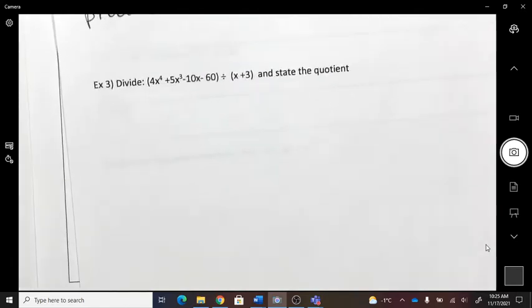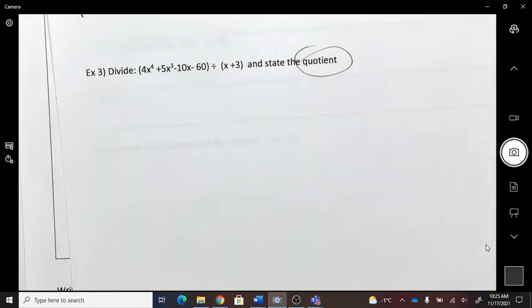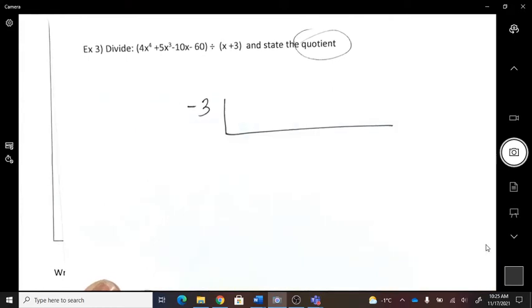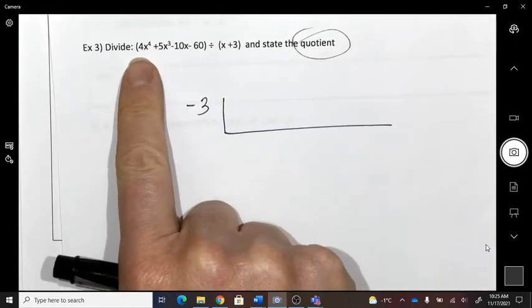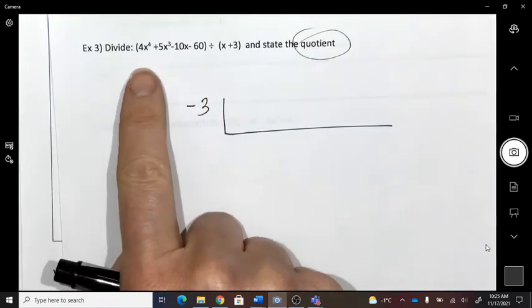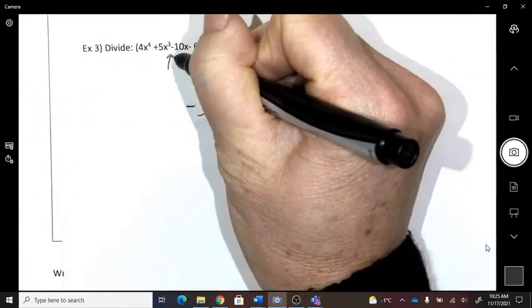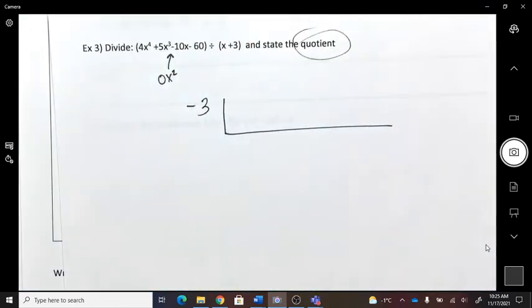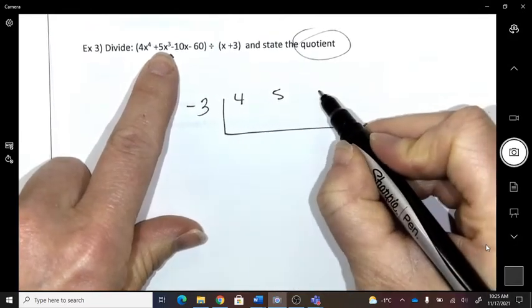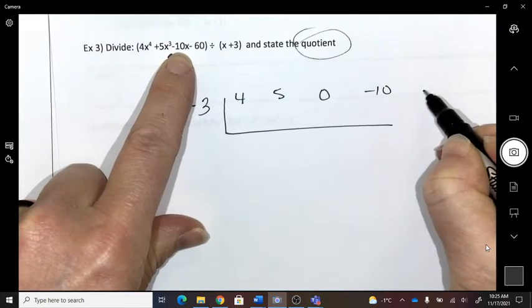Okay, number 3. Write the quotient. I just want the quotient here. So we're going to divide, and I just want the result, the quotient. Okay, what number do I want to put on the outside? -3? Okay, look at your degrees. Are we good with order, or did we have a 0 spot? There's no squareds in there. I missed a square. So we have to make sure we're in an order. Okay, so coefficients: 4, 5, 0, -10, -60.